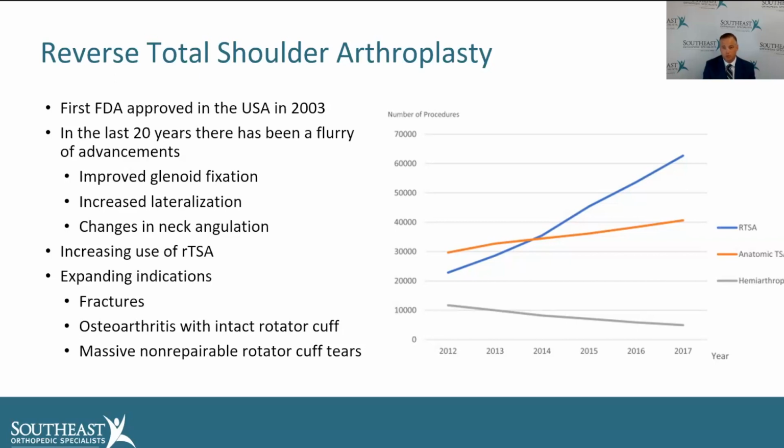Reverse total shoulder is being used for a lot of proximal humerus fractures, particularly in elderly patients, osteoarthritis with an intact rotator cuff in a patient who's a little bit older and doesn't want a chance of ever having to have another shoulder surgery, and also massive non-repairable rotator cuff tears where we don't have a great answer for repairing that tissue. A reverse can restore range of motion very adequately.